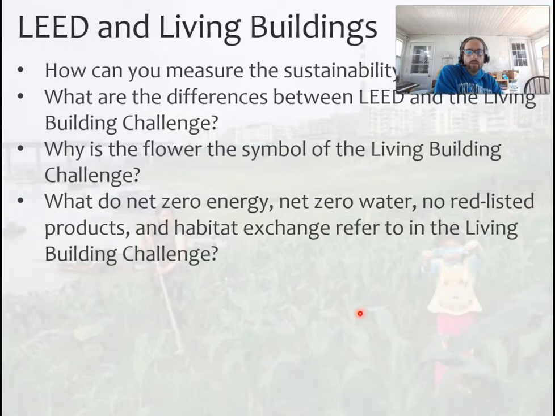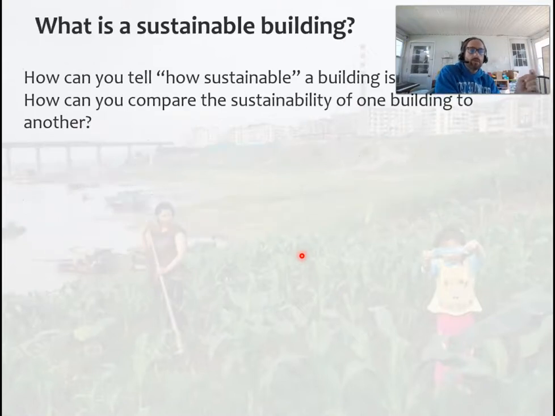We'll look at the differences between the two, and then really dig into some of the details of each. How does LEED work? How does the Living Building Challenge work? Why does the Living Building Challenge use a flower as their symbol? And also consider these concepts of net zero energy, net zero water, no red listed products, and habitat exchange, all part of the Living Building Challenge.